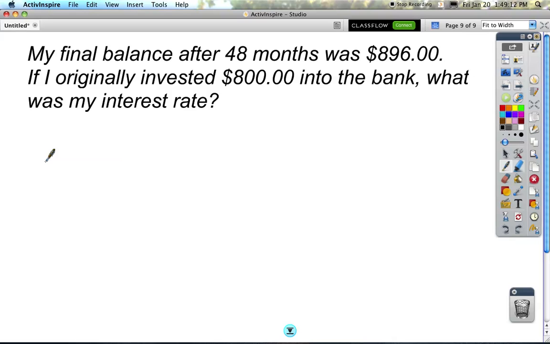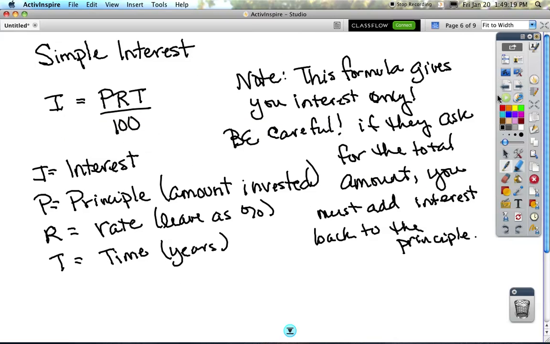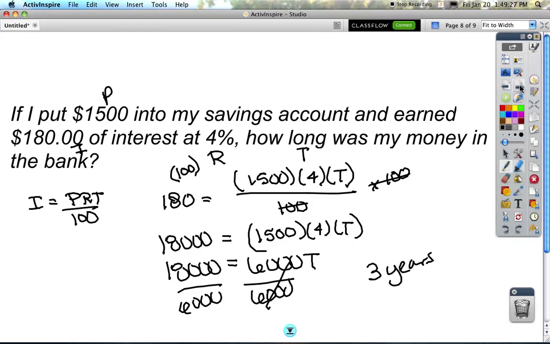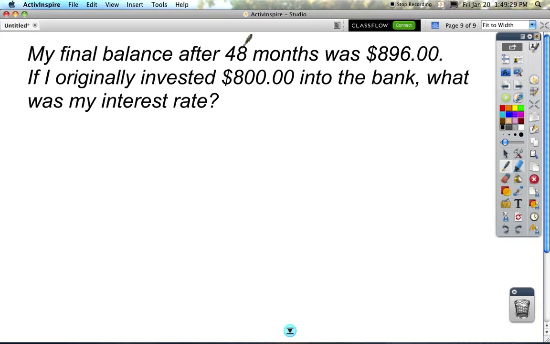Let's go back and look. Obviously that caught some of y'all in the trap. Okay, what did I say the time had to be in? Years. I don't put these notes up here just so I can write more. There's a reason. All right, so Nate, tell me what that is in years. 4 years. So that's my T.